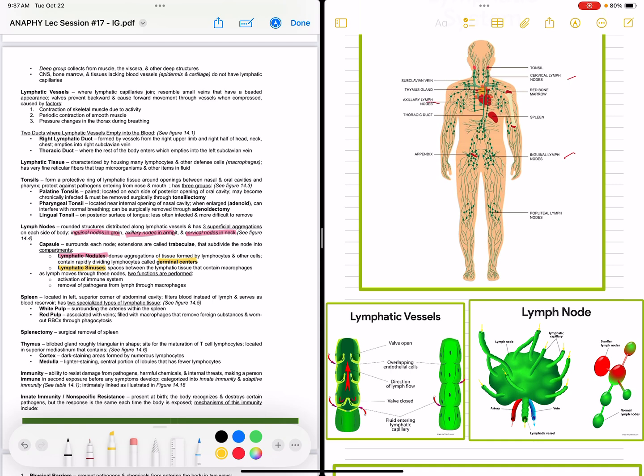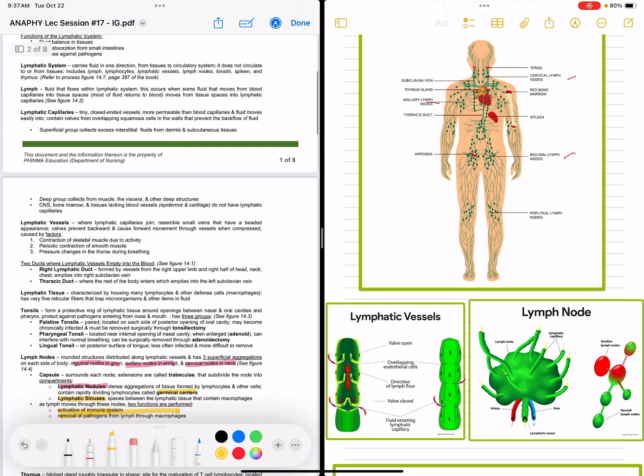As lymph moves through each node, 2 functions are performed. So, activation of immune system and removal of pathogens from lymph through macrophages. Okay, tandaan ha. Activation of immune system and removal of pathogens from lymph through macrophages.